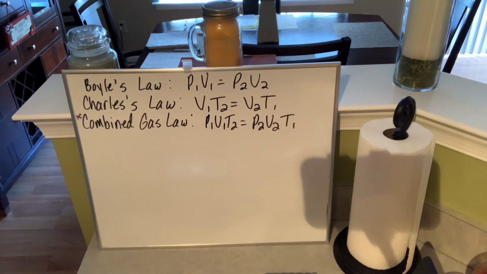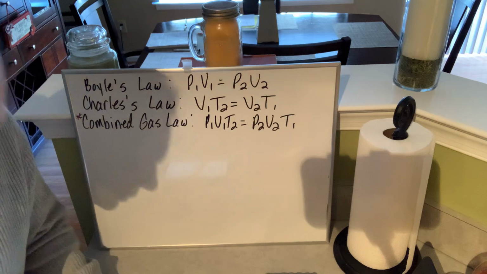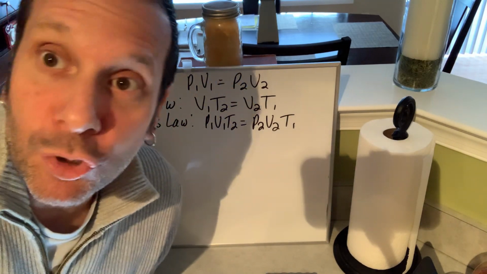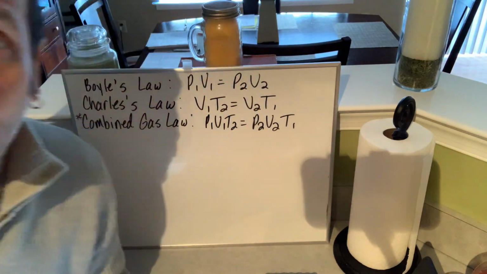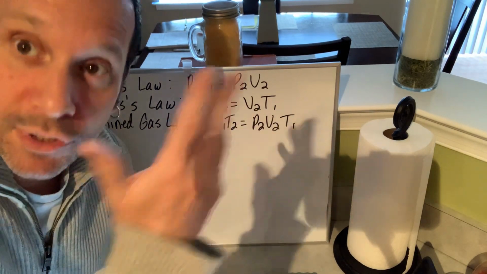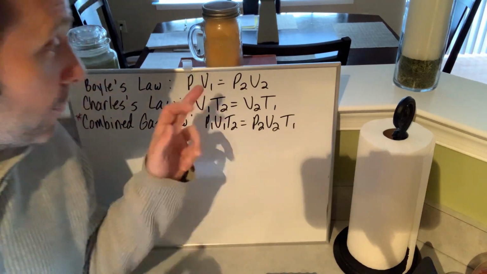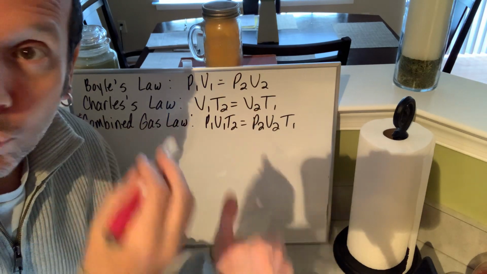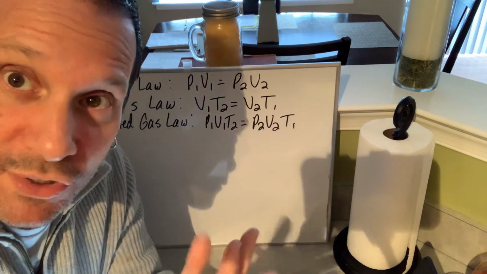Now look, I don't care what pressure you use. I don't care what volume you use. What I care about is that you're using the same units, all right? So if your volume's in milliliters, you got to keep it in milliliters. If it's in liters, keep it in liters. If you have milliliters and liters, change one to the other. Just make sure you're using the same unit.